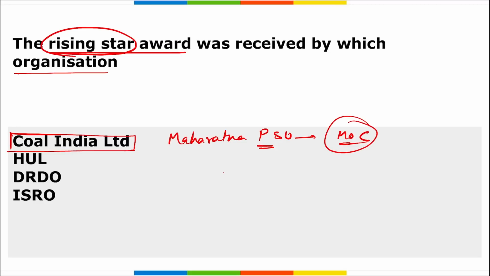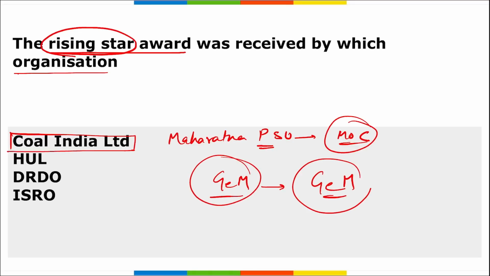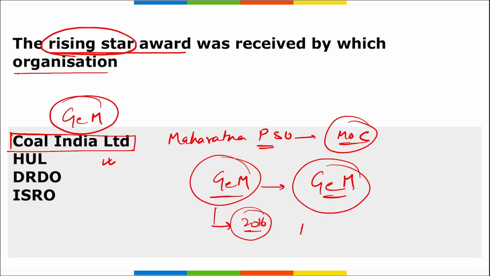And this is in appreciation of their outstanding effort to enhance procurement through the GeM portal. And what is GeM? Government e-Marketplace. Next, remember who awarded Coal India Limited with this Rising Star Award? It is GeM only, that is Government e-Marketplace, that awarded them with this title. If we talk about GeM, it was launched in 2016 and it is a 100% government-owned national public procurement portal for different goods and services. So coming back, the Rising Star Award was awarded to Coal India Limited by GeM, and Coal India Limited is a Maharatna PSU.